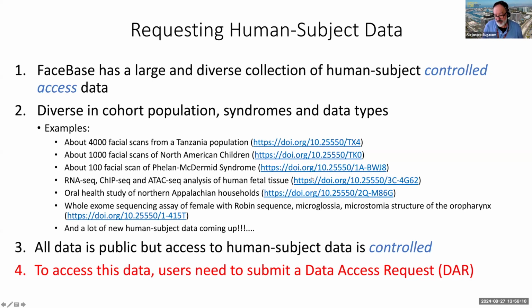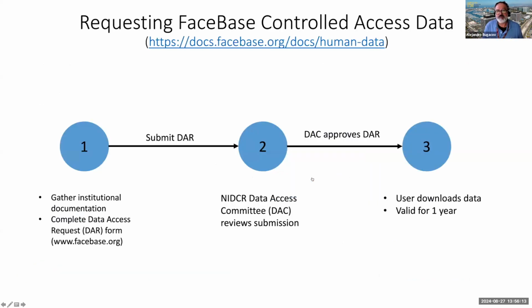which is basically a three-step process, in a way. The first step is you gather your institutional documentation, because in order for given data sets to be given to you, they require different types of documentation. Some may require an IRB, others don't, but you may have to gather a few other details of your institution on how you're going to keep the data and stuff like that. Then you go to our website, which I'm going to show you next, and you fill in this data access request form.